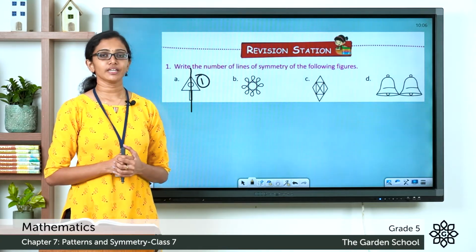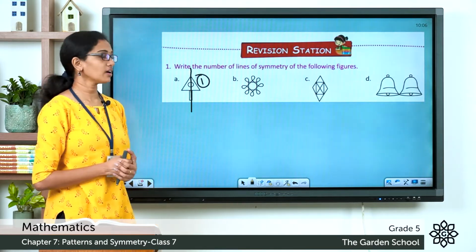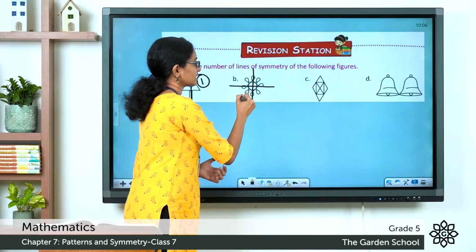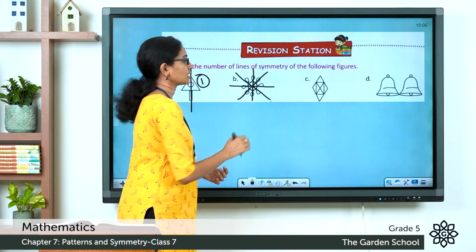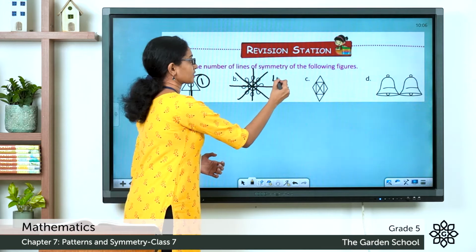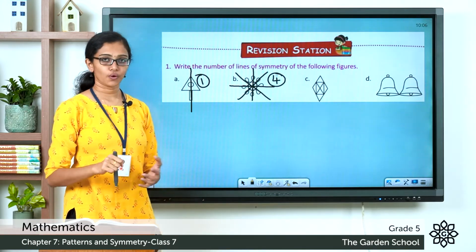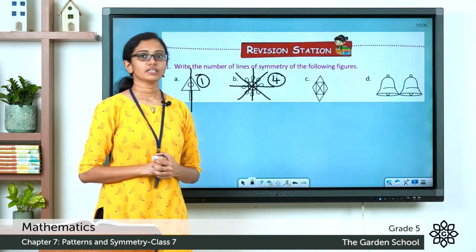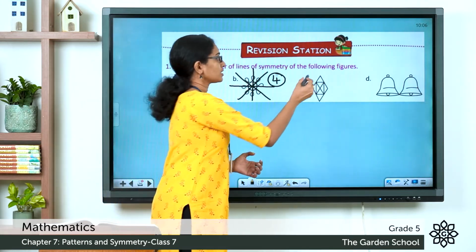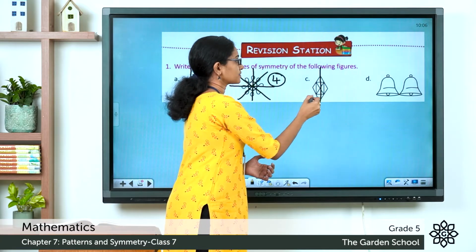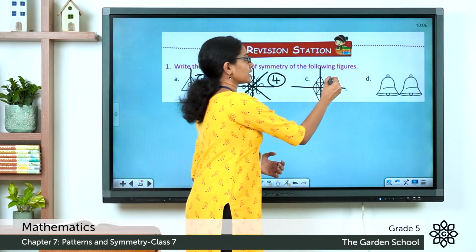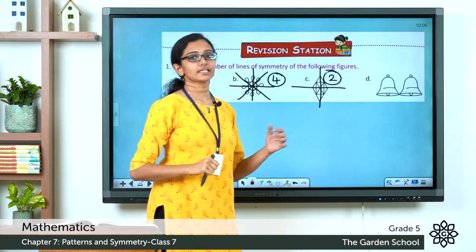What about the second image? How many lines can be drawn? You can draw one line like this, like this, like this, and like this. You can have a total of 4 lines of symmetry in this case. The number of lines of symmetry is 4. Now, what about image C? How many lines of symmetry can be drawn? You can draw one vertical line of symmetry and one horizontal line of symmetry. So the number of lines of symmetry is equal to 2 in this case.